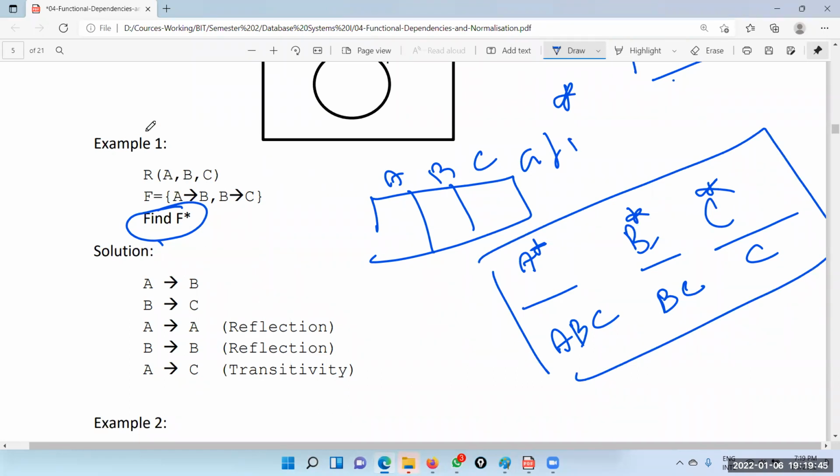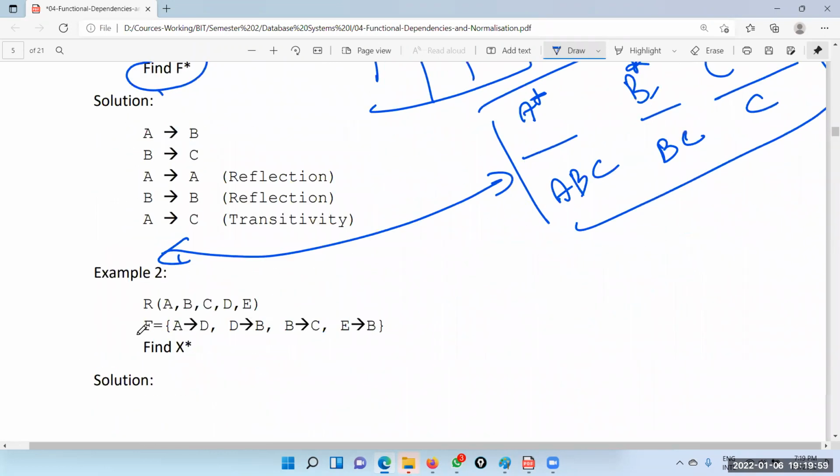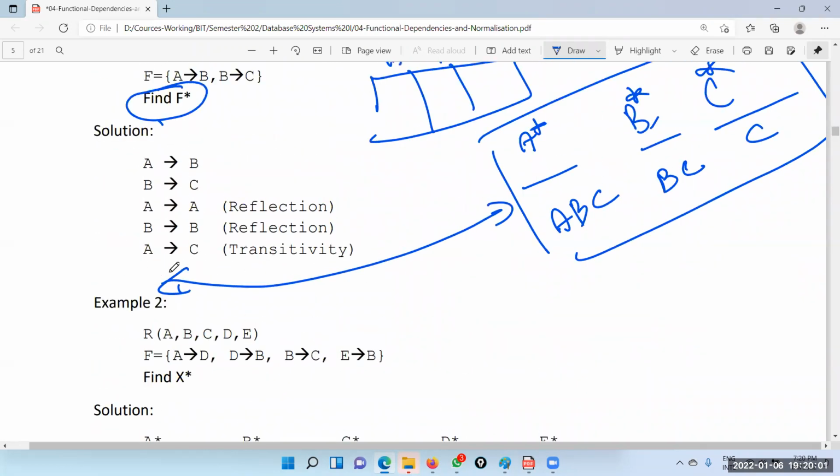Actually, there's a small printing mistake, or a small missing part here. The answer is not there. The answer should be here. I will update it. In the second example, the answer is there. For some reason, for the first example, I forgot to include the answer, and I have only given you the dependencies.